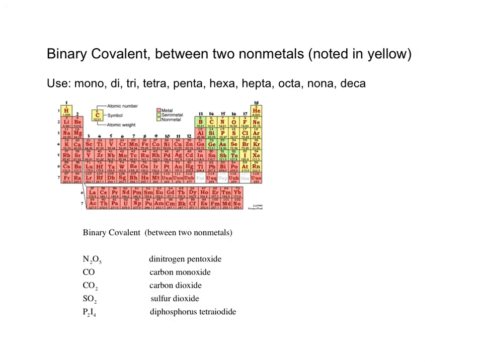Now we want to switch to binary covalent. We looked at binary ionic type 1, binary ionic type 2, and this one now is going to be binary covalent. And this is going to be between two nonmetals. So before we were looking at metal versus nonmetal, now we're looking at the combination of two nonmetals. So how do you know whether it's ionic or covalent? Exactly that way. If it's two nonmetals, then it's going to be covalent. So here's some examples of nonmetals that are combining. You have nitrogen and oxygen, carbon and oxygen, sulfur and oxygen, phosphorus and iodine.